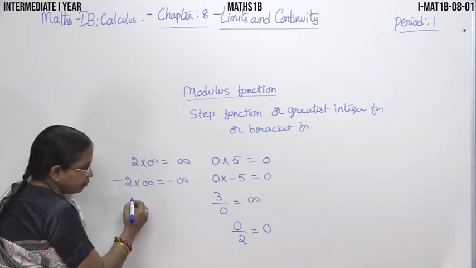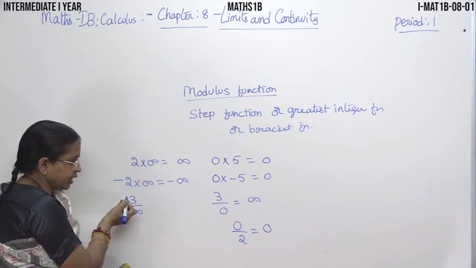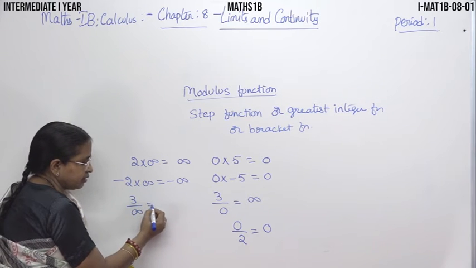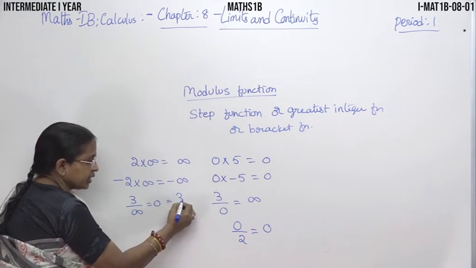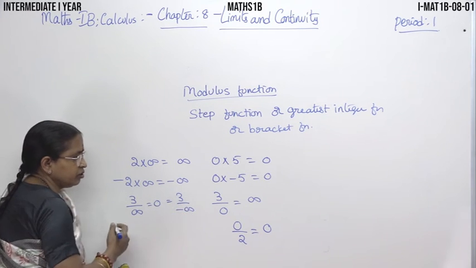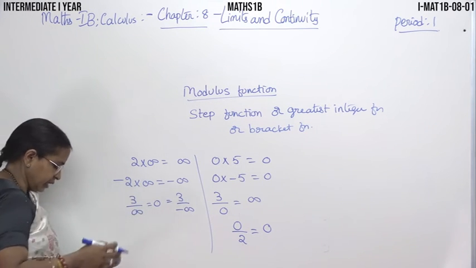Now 3 by infinity. Suppose I have 3 by infinity. It is a finite number by a very large number, which is equal to 0. Again, suppose I have 3 by minus infinity. That is also equal to 0. When you divide a finite number by infinity, it is 0.